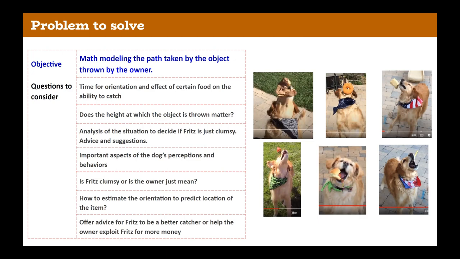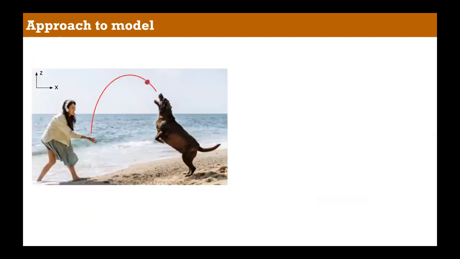model of the different object trajectories given to the dog. Questions for us to consider include understanding the behavior of the dog and trajectory of different objects. We considered two dimensions which are x, horizontal, and z, vertical.